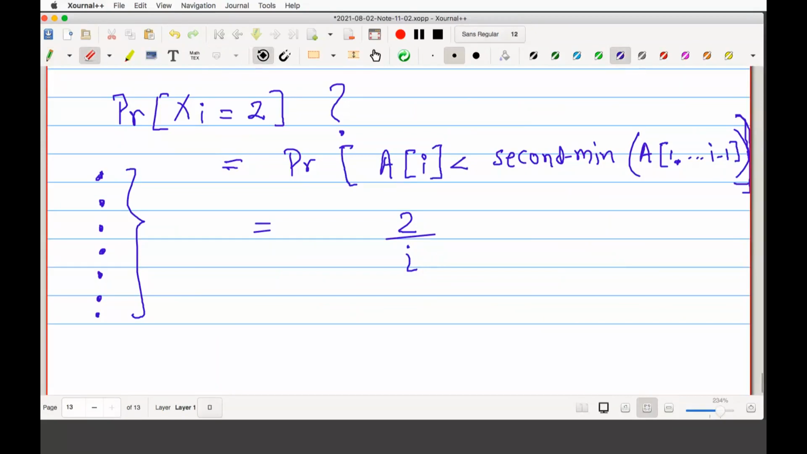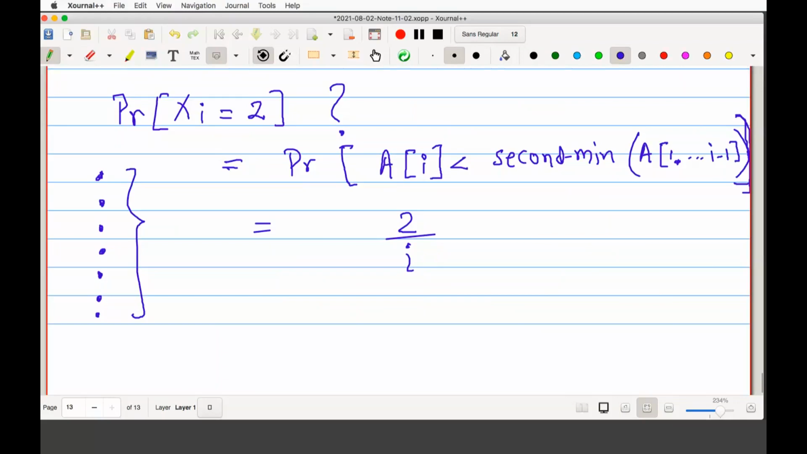I think it should be something like 2 by I, because there are only I elements, right? Including this AI, we have only I elements so far. Oh, yeah, right, right. Sorry. Can you explain how you got 2 by I?